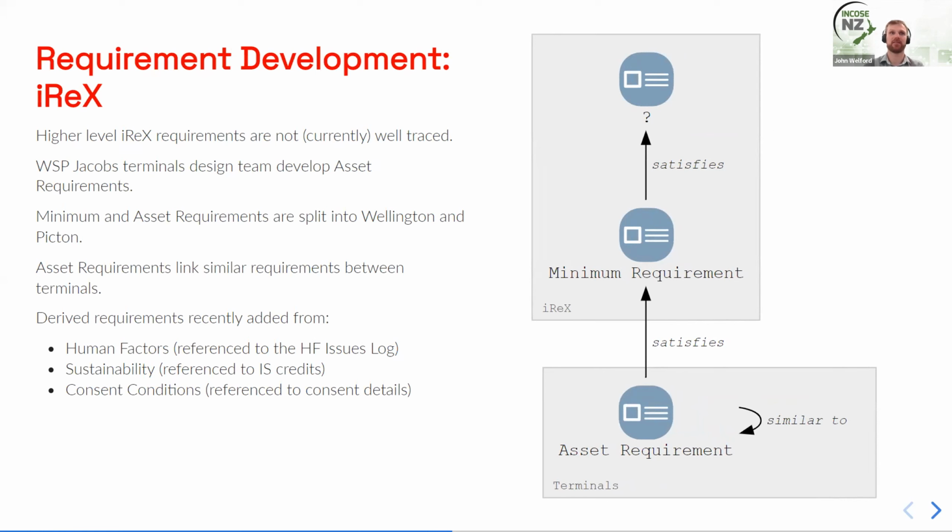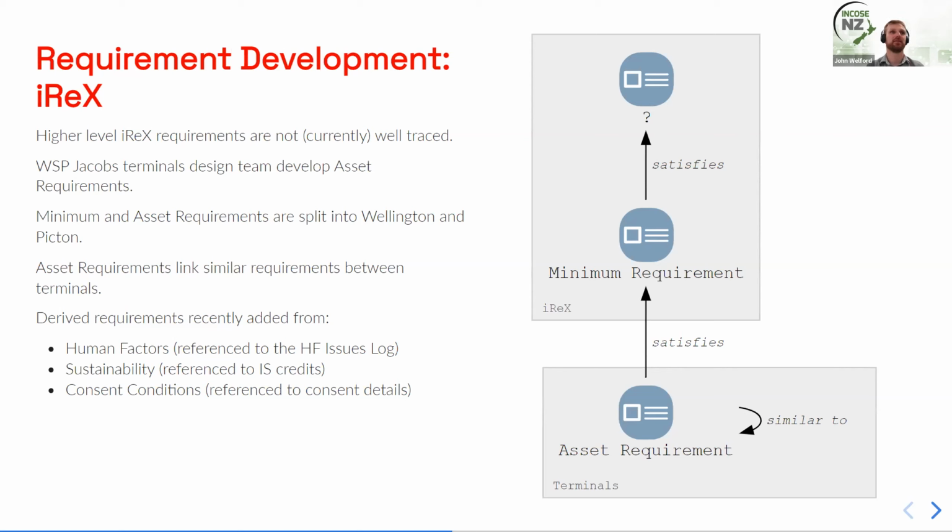If Picton is requesting a change or a departure from a specific asset requirement, then we would like to know, does a similar requirement exist for the other terminal, and do we need to depart from that one as well? And it's usually quite likely that we do. If we can't meet it in one place, there's a good chance we're not going to be able to meet it in the other location either.